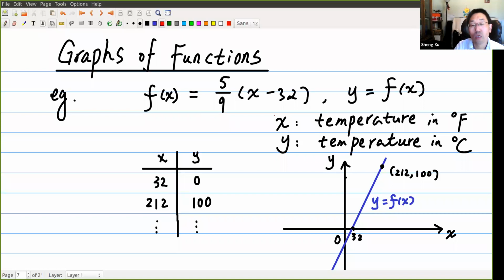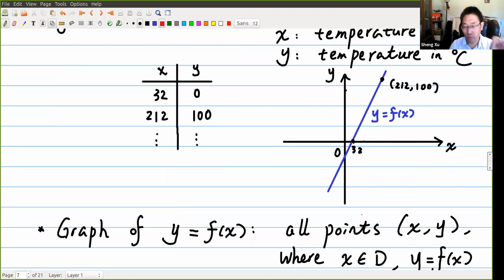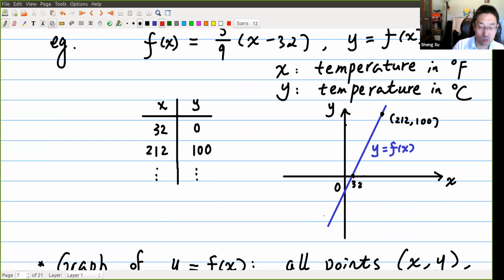Say this function: x is the temperature in Fahrenheit, the output is the temperature in Celsius, y equals f(x). Given an input, you have an output. So how many numbers do you have in this particular case? You have two numbers. In the last class we had a tool for this: when you have two numbers, you can order them and get an ordered pair. Then you can visualize this ordered pair as a point in the so-called Cartesian coordinate system. Remember that? This is a brilliant idea proposed by the French mathematician Descartes in the 16th century.